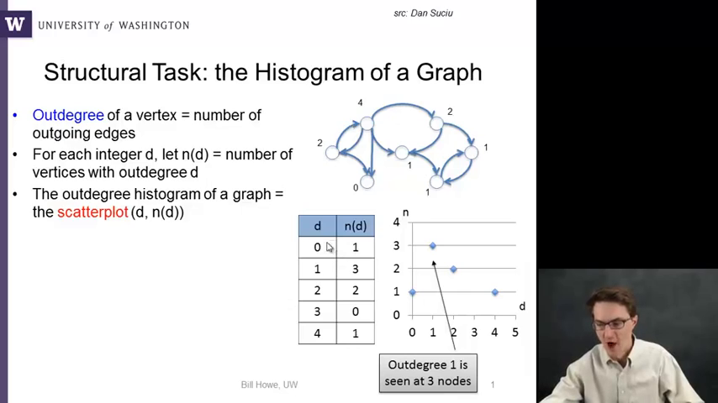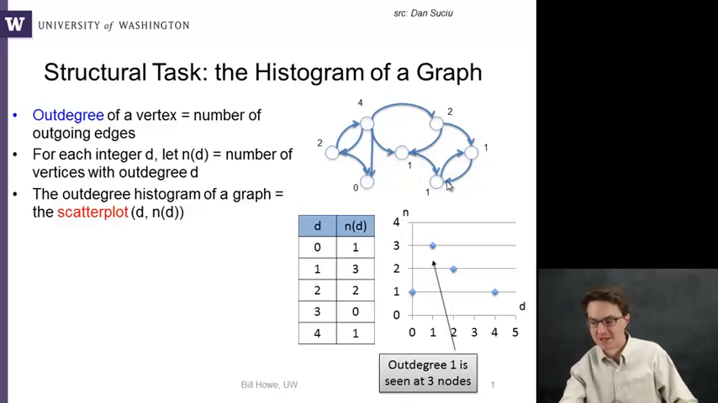We can say, how many vertices in this graph have out degree 0? Well, there's just one. It's this one. How many vertices in this graph have out degree 1? Well, there are 3 of them. This one, and this one, and so on. And then you just plot d versus n(d) and create this histogram. So we see 1 vertex at 0, 3 at 1, 2 at 2, and so on.